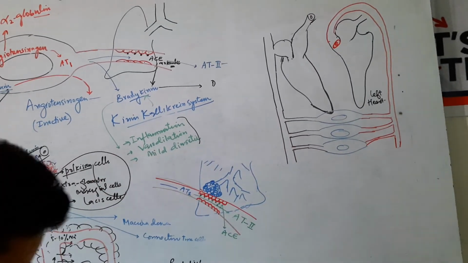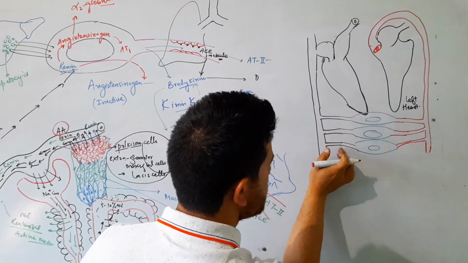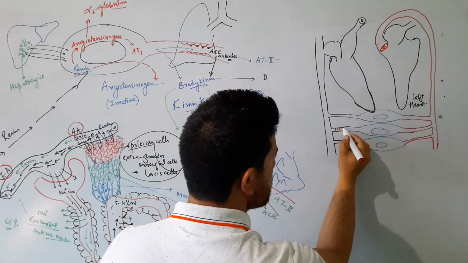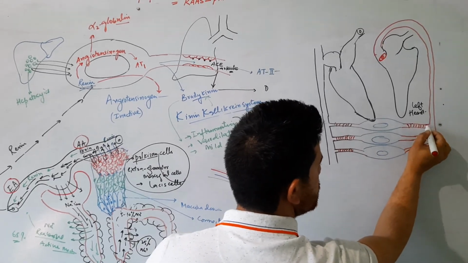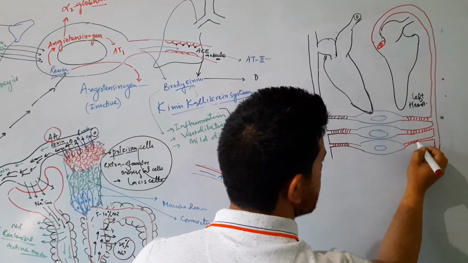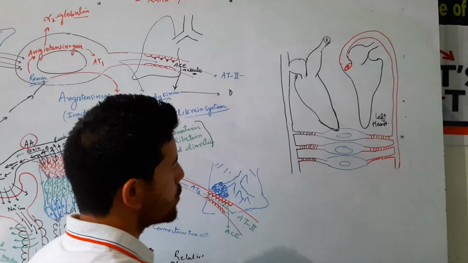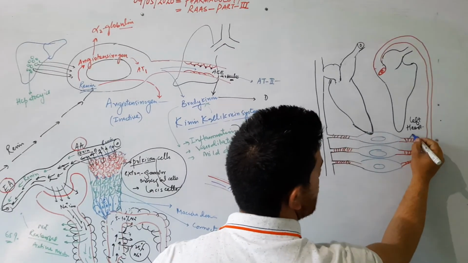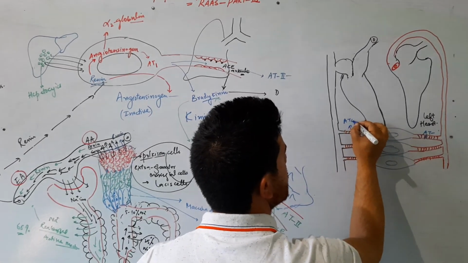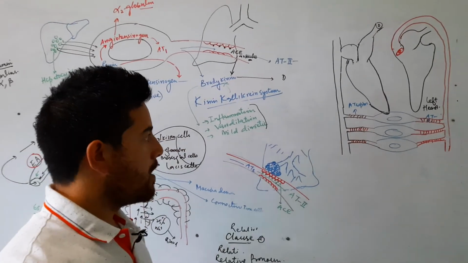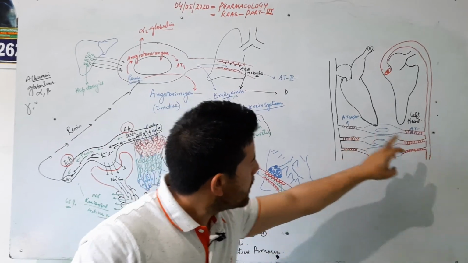Now, what happens? These smooth muscles on these venules and arterioles, there are smooth muscles present here. Also here, there are smooth muscles, since these are capillaries. Smooth muscles are present, and these smooth muscles contain the receptors. These are called AT receptors. This AT1 actually attacks these AT receptors which are present in this area and this area.